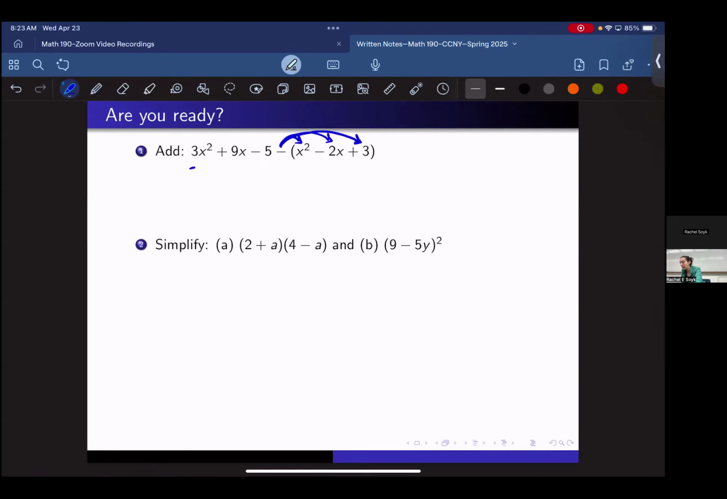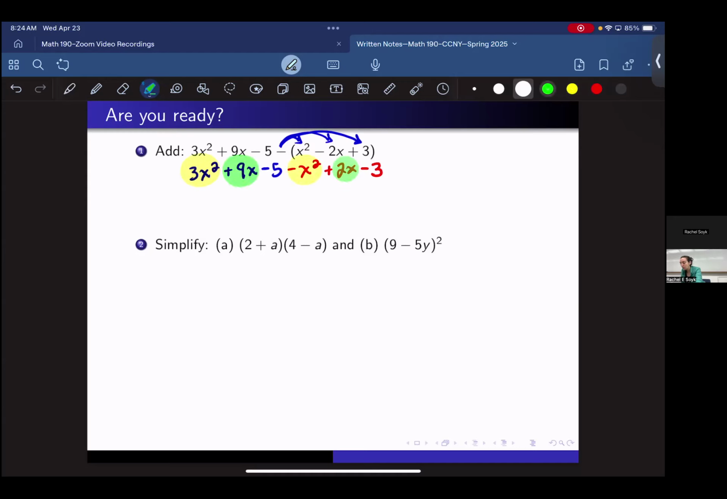So when we do that, we can rewrite everything out. Our 3x squared plus 9x minus 5 stays the same. When we distribute that negative, now we're looking at negative x squared plus 2x, because a negative times a negative is a positive, and then minus 3. That, I would say, is the most challenging step when it comes to this sort of problem.